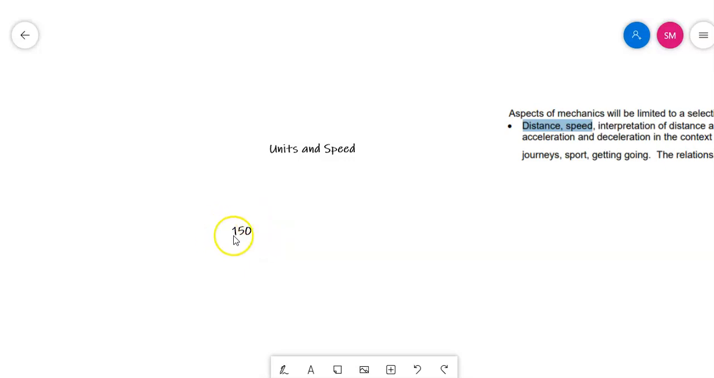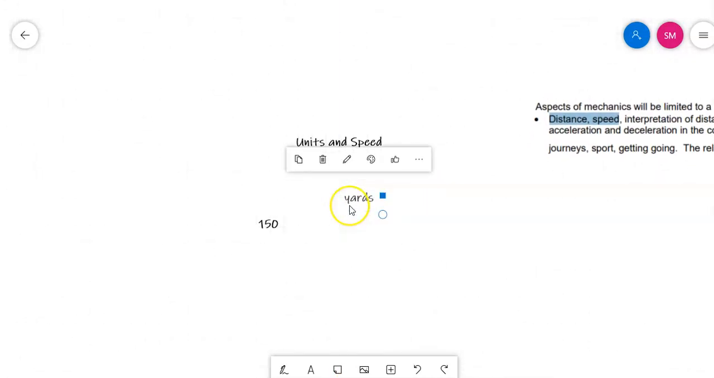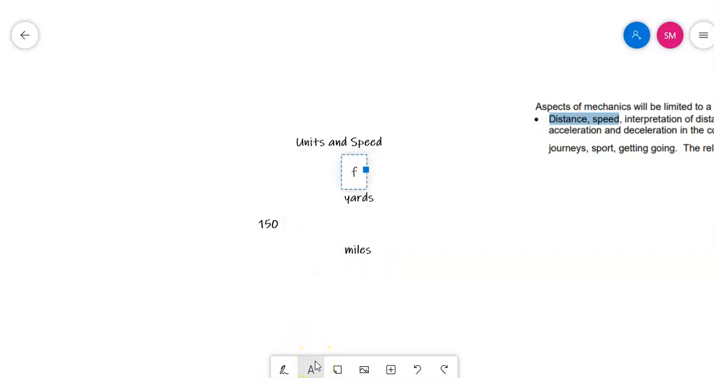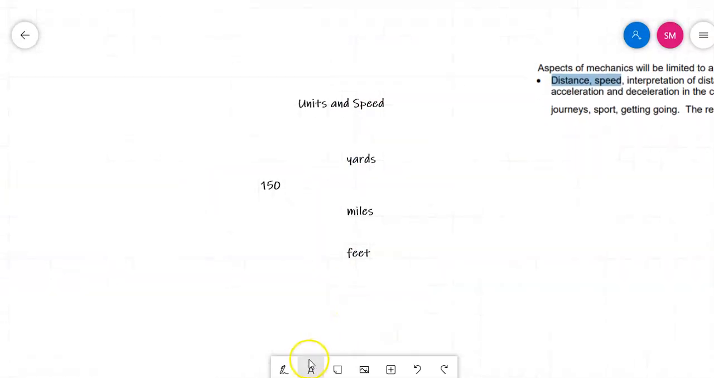So 150, it doesn't give you any information. So if we were talking about the length of a street, what could this number here refer to? Well, it could refer to yards. Have a think yourself, it could refer to miles, could refer to feet, it could be meters, or it could be kilometers, let's say. You might be able to think of some more.